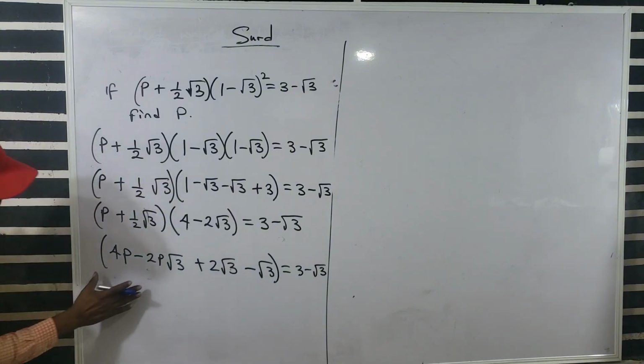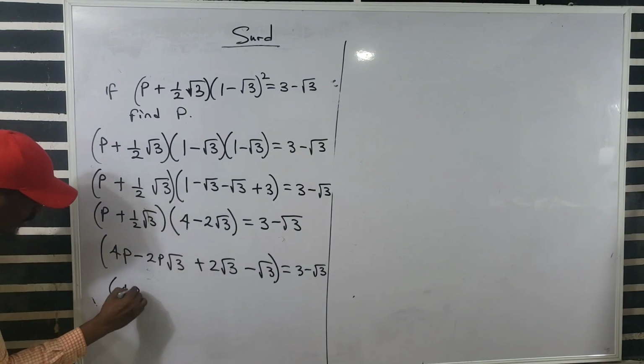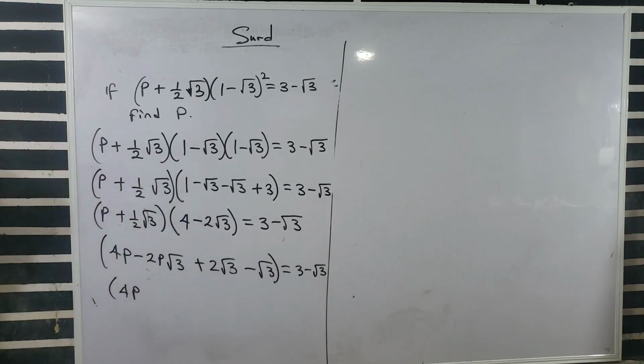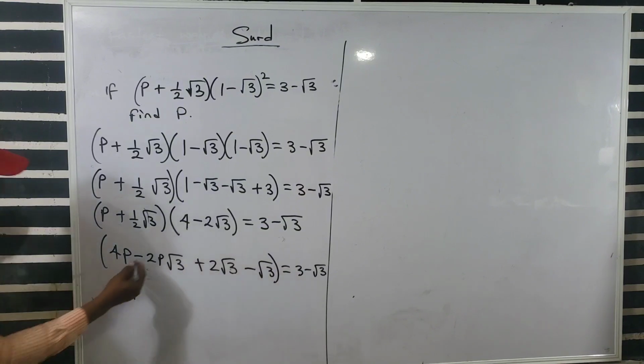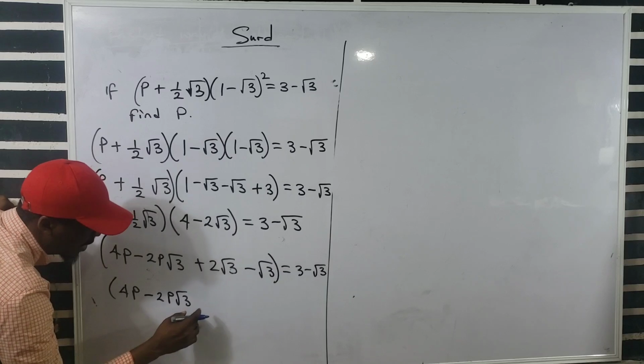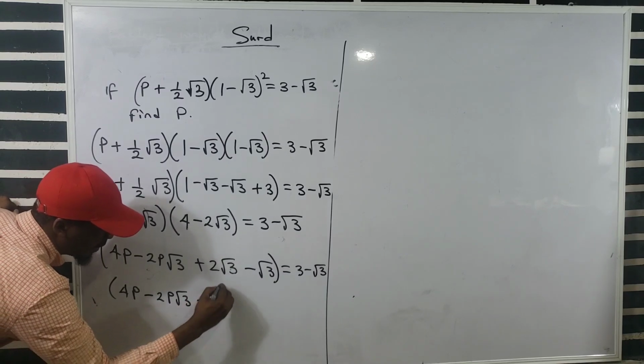Okay, so collect like terms now. So we have only 4p. Then these, they all have like terms. So what are we going to do there? Okay, let's have minus 2p√3. Then this one here will give us plus √3.